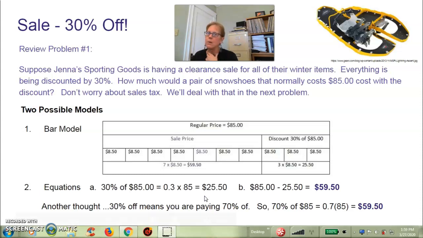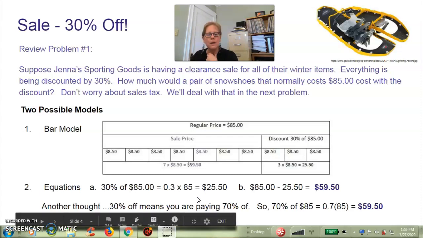Estimating first is also a good plan, so don't forget that technique. Anyway, when I did this, I got 25.50. Note that's the same as what I got up here, and then subtracted that from 85 for the 59.50. Right. Remember the whole thing I was talking about with the 70%? So here's just a one-step method.